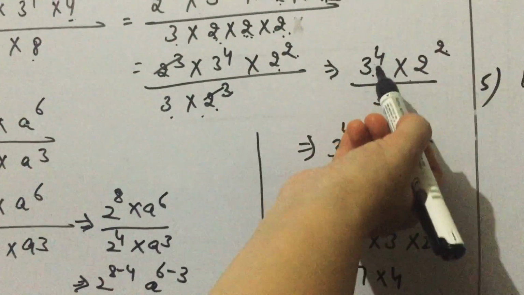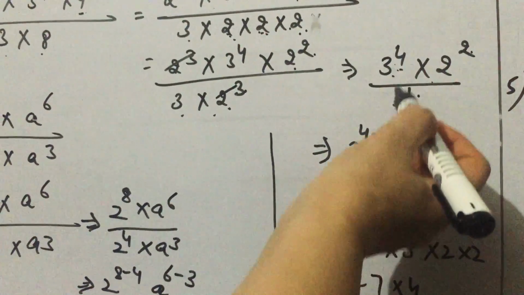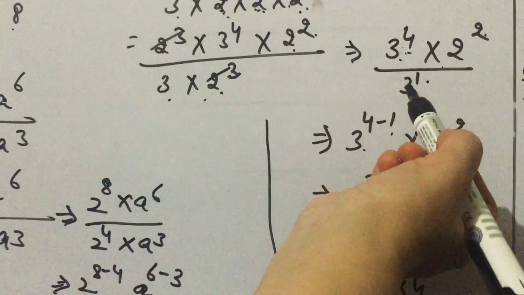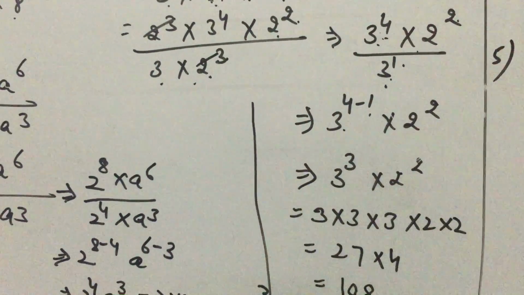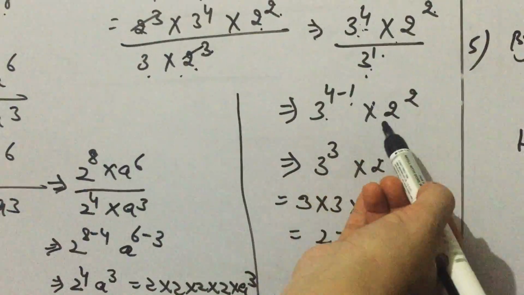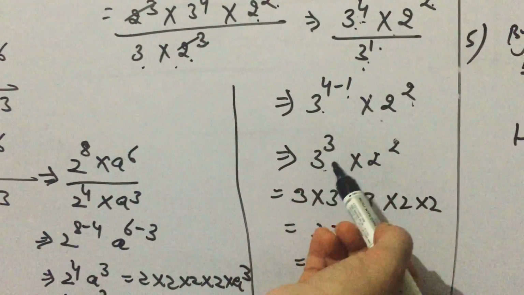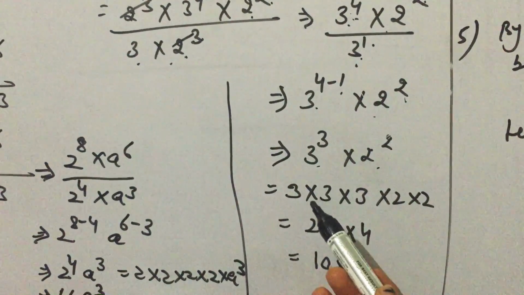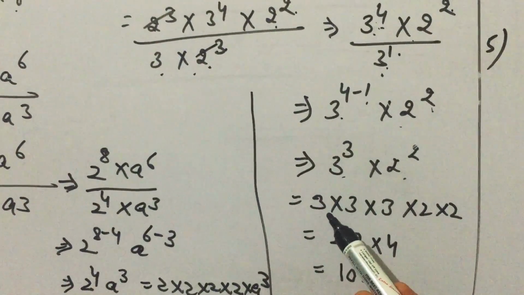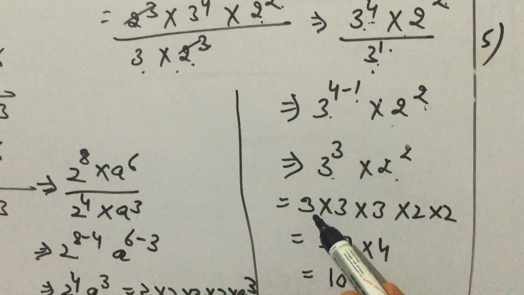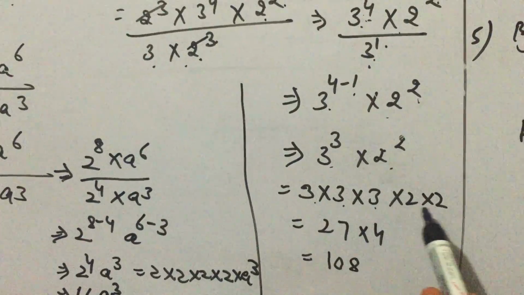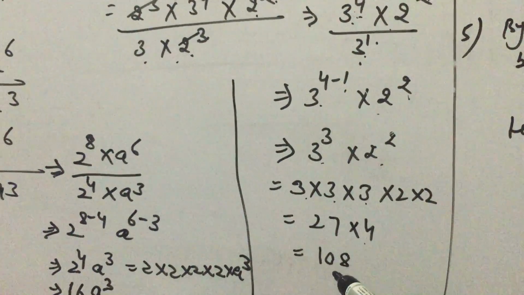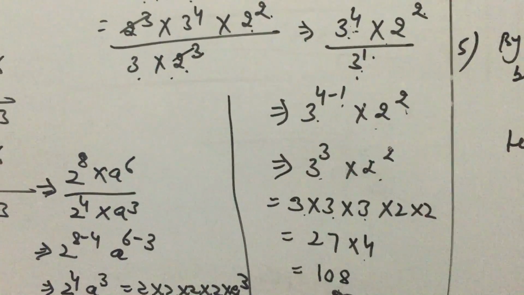Here 3 raised to power 4 and 3 raised to power 1. These are divided and the base is the same, so the power will be subtracted. 3 raised to power 4 minus 1 times 2 raised to power 2. 3 raised to power 3 times 2 raised to power 2. Now 3 we have to write 3 times, 2, 2 times. So we get 3 threes are 9, 9 threes are 27. 27 times 4, we get 108 as the answer here.